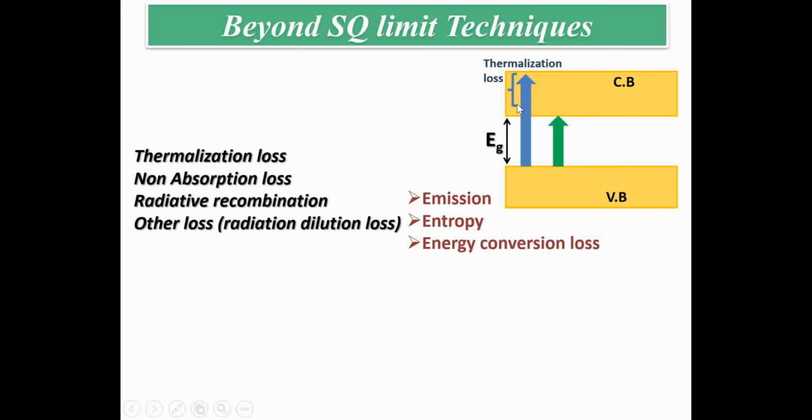So we can see we have a thermalization loss. A high energy photon, part of that is being lost as thermalization loss. Low energy photon is completely getting lost, and there is a radiative recombination loss due to non-zero temperature of the device. So some radiative recombination is taking place, and then we have some other losses. So other losses are due to entropy generation or due to energy conversion loss.